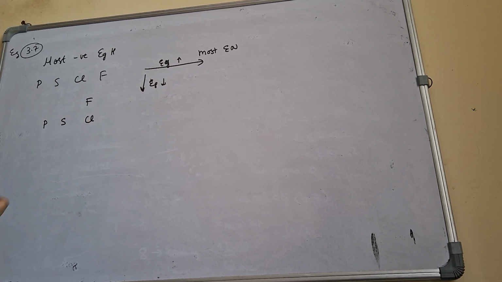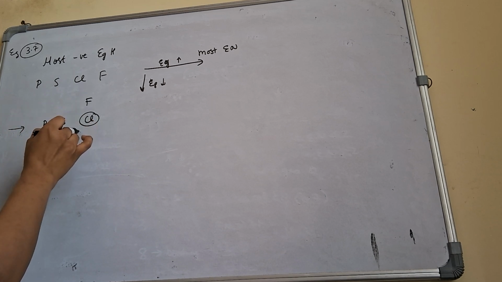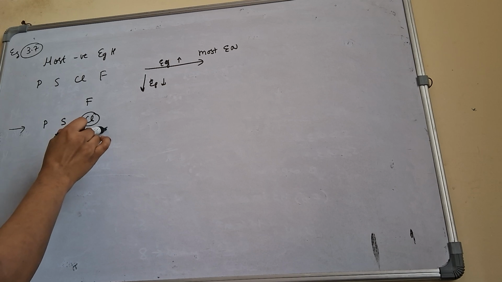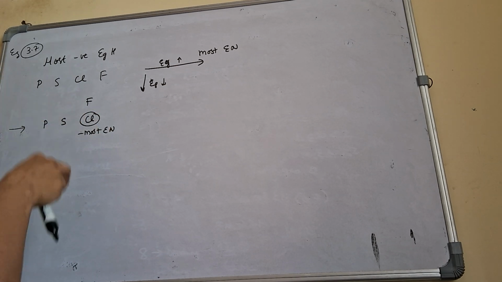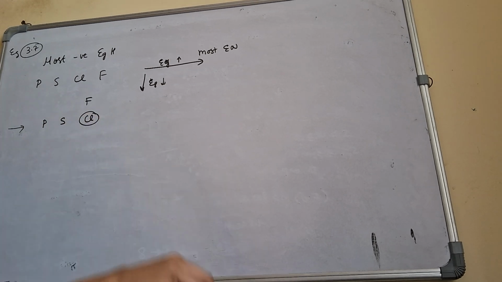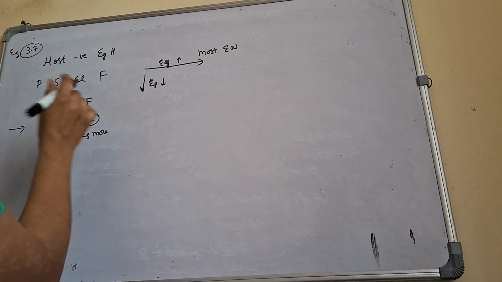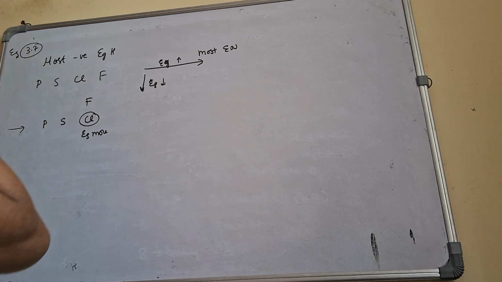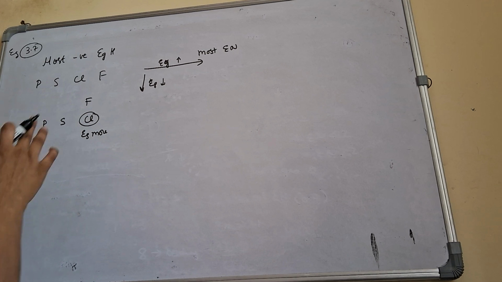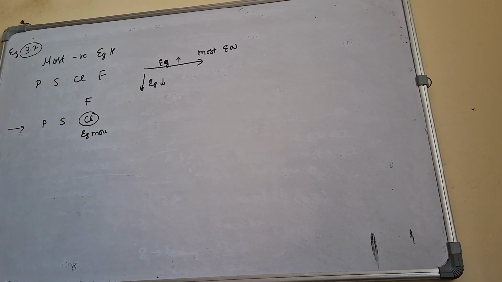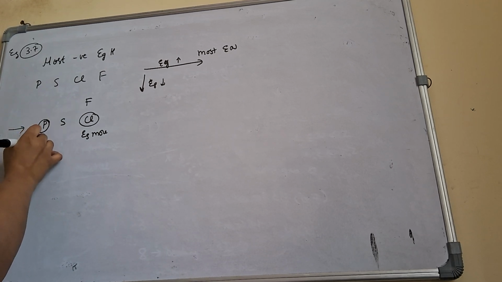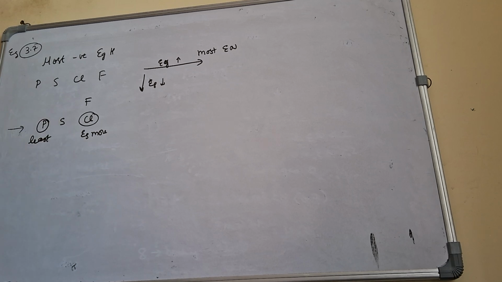Correct? Now, you see chlorine has the most negative electron gain enthalpy, because it increases across the period. And if you go down the group, there's an exception. Remember, I told you fluorine is lesser because of the repulsion. So chlorine is more. Least is phosphorus, obviously. So this is the least. Okay, so this is one question.